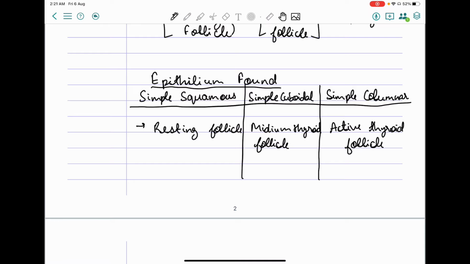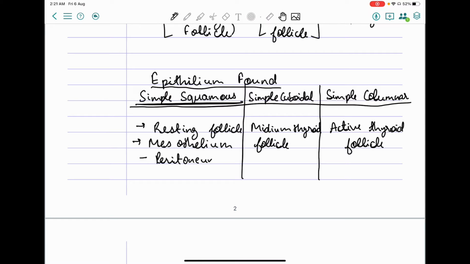So what are the other places that these epithelium are found? Let's first talk about simple squamous epithelium. Simple squamous is also found in mesothelium. Do you remember mesothelium? I told you in the last lecture. And what is this type? That is peritoneum.